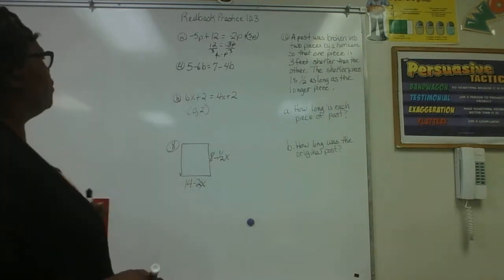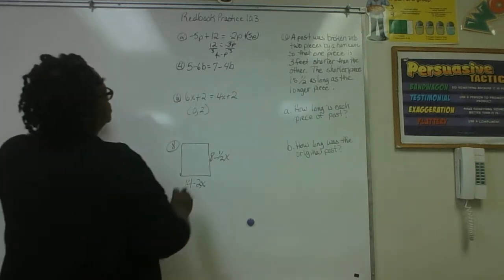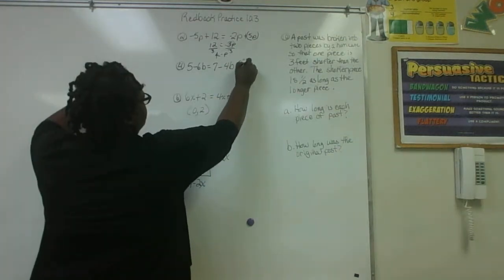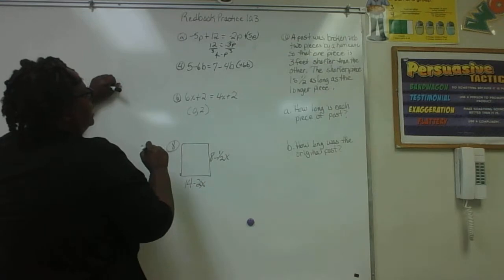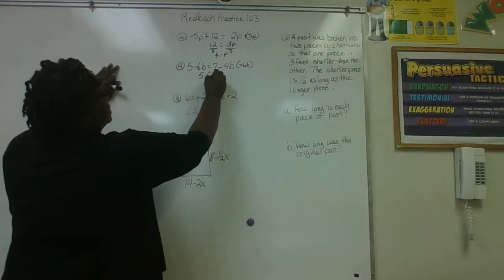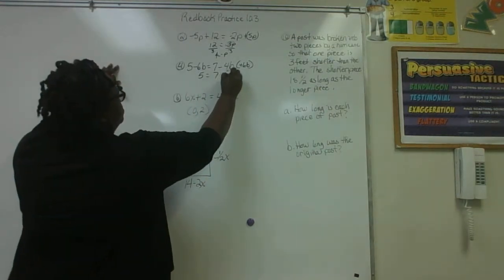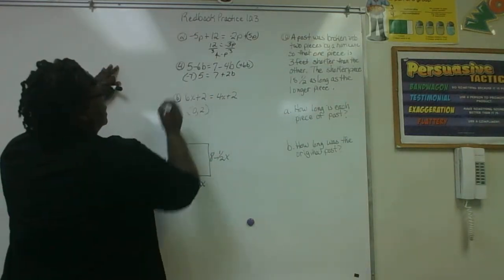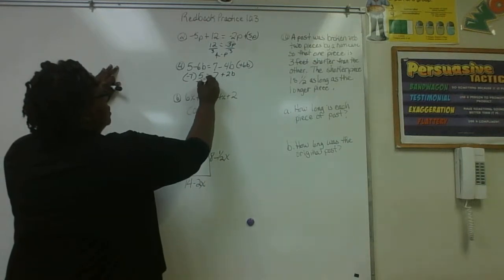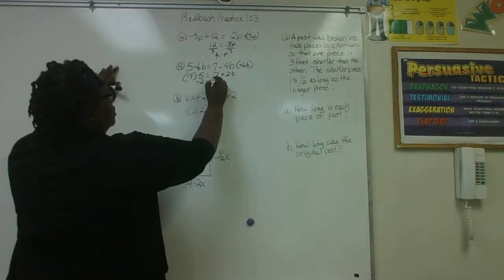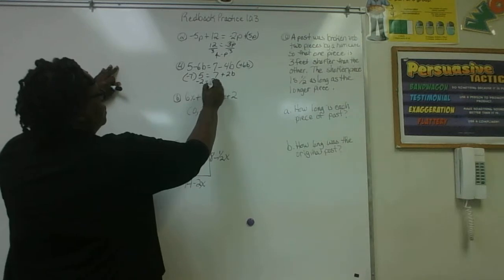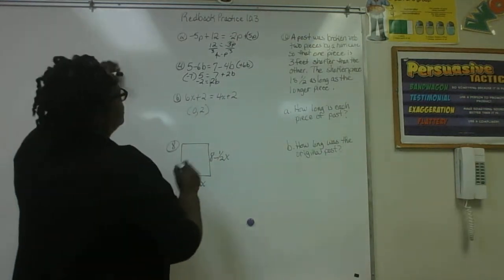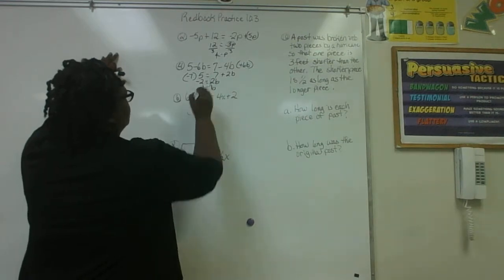On number 4, we're going to move the 6B to this side, plus 6B, okay? And therefore, we have 5 is equal to 7 plus 2B. We're going to move the 7 to this side, negative 7, and therefore we have a negative 2 is equal to 2B. Divide both sides by 2, and we will discover that B is equal to negative 1.